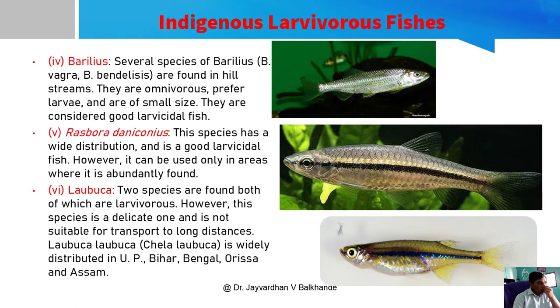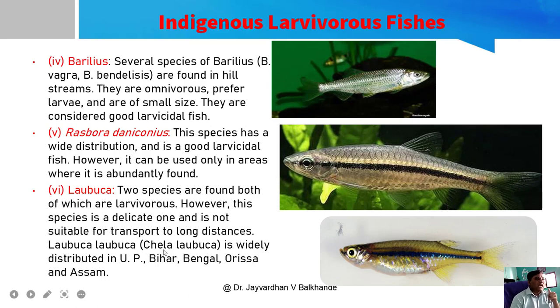Now the next is the Barilius. There are several species of Barilius, such as Barilius vagra and Barilius bendelisis, and they are found in hill streams. They are hill stream fishes, omnivorous, prefer larvae and are small in size again, and they are considered good larvicidal fish in the hill stream area.